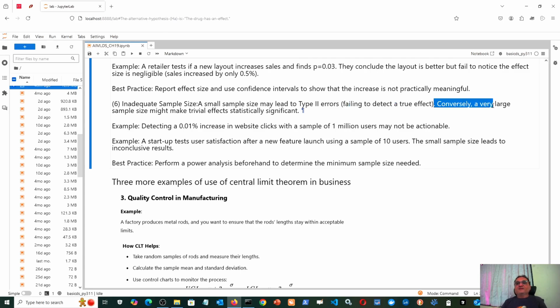Conversely, a very large sample size might take some trivial effects as statistically significant. Trivial effects, which are noise, which are there by just random chance, will also look statistically significant if you take a sample of 1 lakh data points. Because the sample should be greater than 30, why would you take so many data points? You will take maybe 100, 200, up to that is fine, right? For example, detecting a 0.01% increase in the click-through rate with a sample of 1 million users. That is because you have perhaps picked up some noise, some random chance, and therefore this increase was recorded. So this sample is itself wrong.